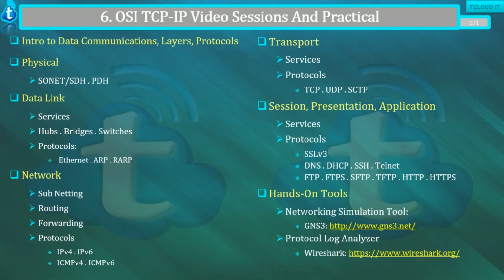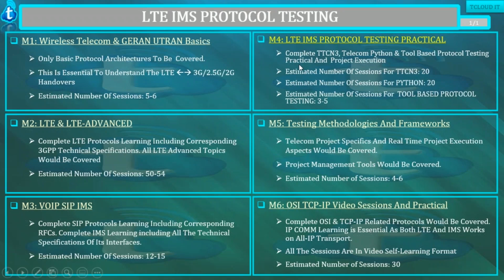So the module we have skipped is the fourth module. We have five modules. This is the basic module, and we have LTE, advanced LTE, and IMS modules, and these are the project-related and process-related modules. And then we have 31 video OSI sessions for learning the TCP/IP concepts completely and doing the practicals related to that. Those are the video lectures.